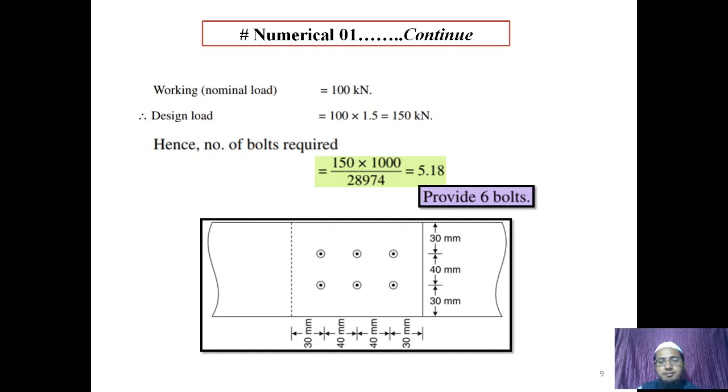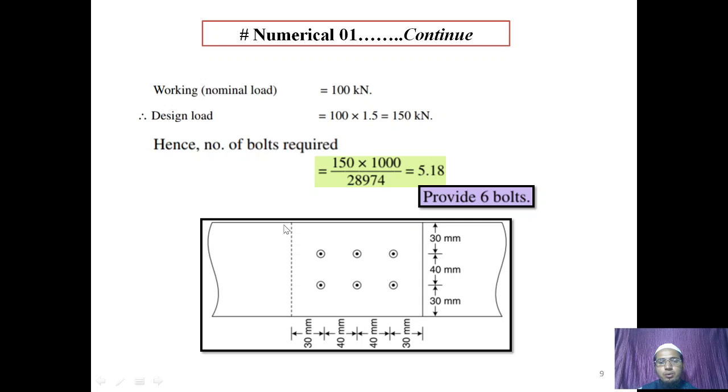Now by rearranging we can draw the connection details. Here you can see there are two plates connected by means of bolts. The number of bolts is 6. We arrange them in 2 rows, 3 bolts in a single row and 3 bolts in the other row. All bolts are connected in a chain bolting pattern. Here there is a 30 mm edge distance and these are the pitch distances, that is 40 mm. Again, minimum gauge is equal to minimum pitch distance, and here it is provided as 40 mm.